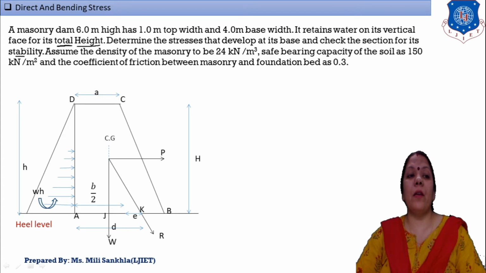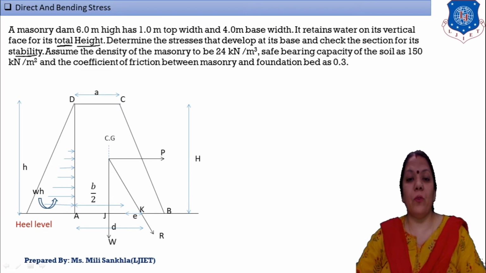Here in this given example it asks for stability, and there are 4 stability conditions. First is no tension at the base. Second condition is overturning. Third is crushing stress and last is sliding. Now first we write down the data and solve this example.